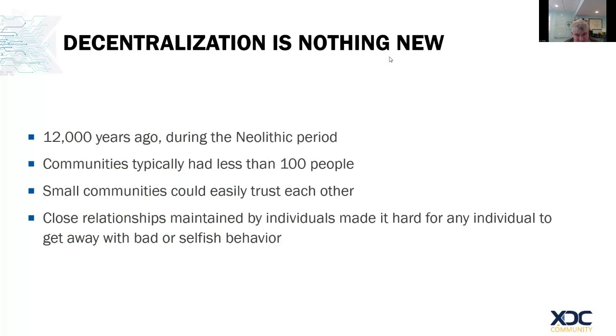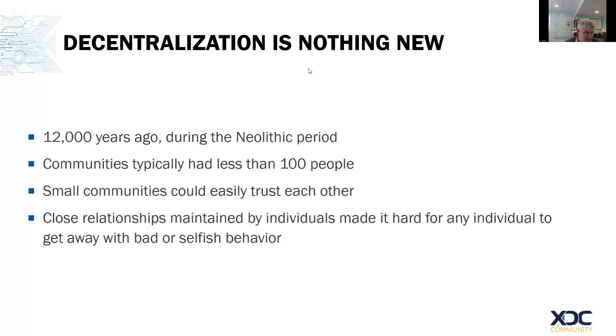Now, decentralization is nothing new. So switching from graph theory a little bit to talk about human history. All the way back to the Neolithic period, about 12,000 years ago, communities looked a lot different than they look today, right? They typically had less than 100 people. That meant that these small communities of people could easily trust each other.